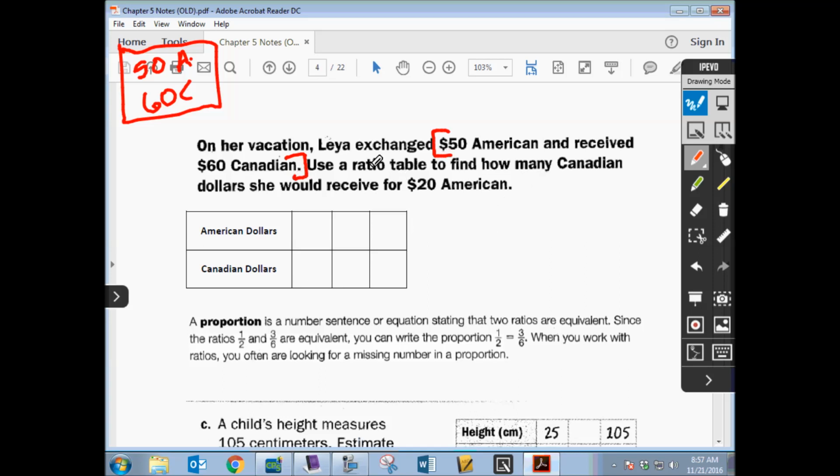So use a ratio table to find out how many Canadian dollars she would receive for 20 American dollars. So that's our real information. We're going to put our fake ratio right here. So that would mean 50 American dollars for every 60 Canadian dollars, right? Now we're going to skip this column here.